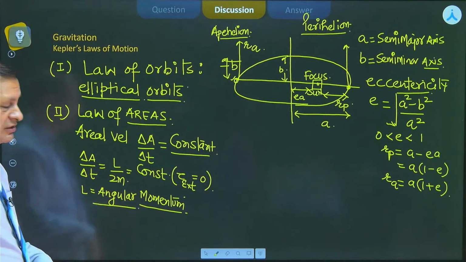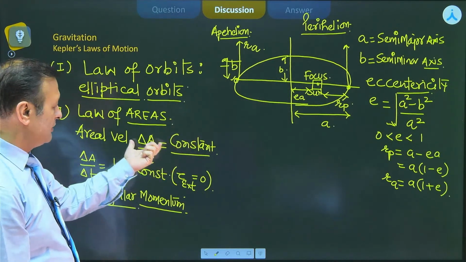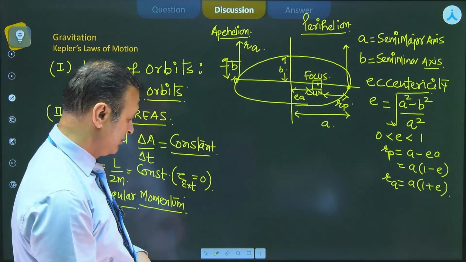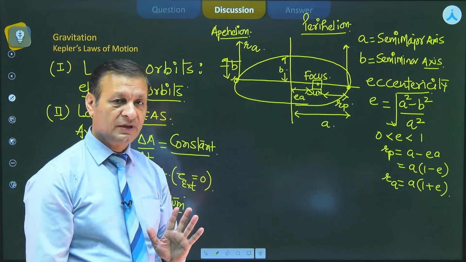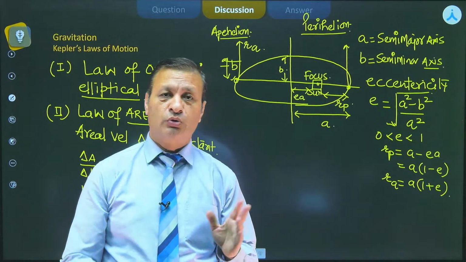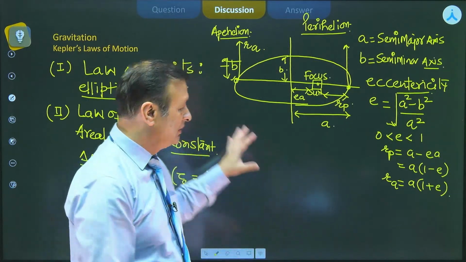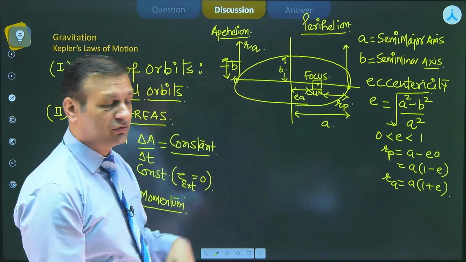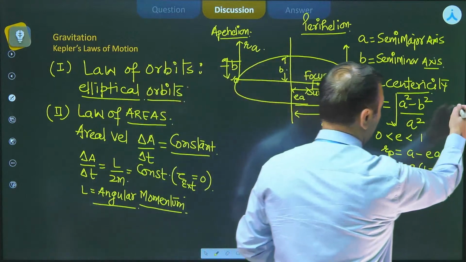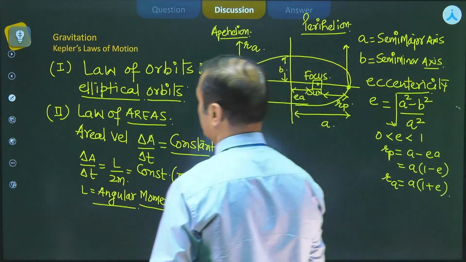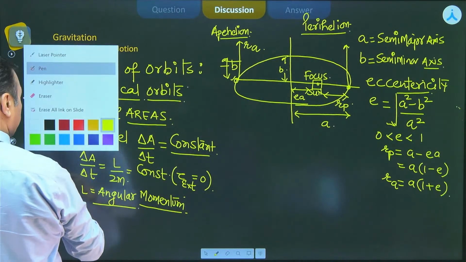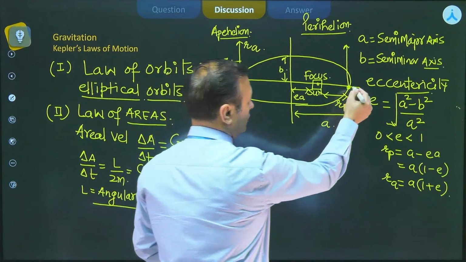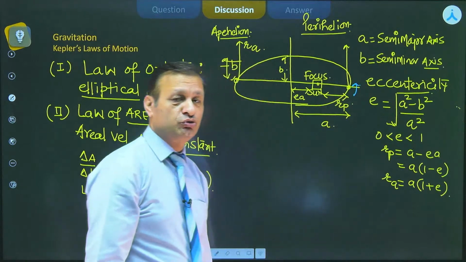So this angular momentum remains constant if there is no external torque, which means delta A by delta t remains constant, and that is the condition for the areal velocity. Any doubt from this part? Now let's come to the questions. What questions can be asked from this particular concept? Let's build up those questions surrounding this concept only. Now, let's discuss these two positions.